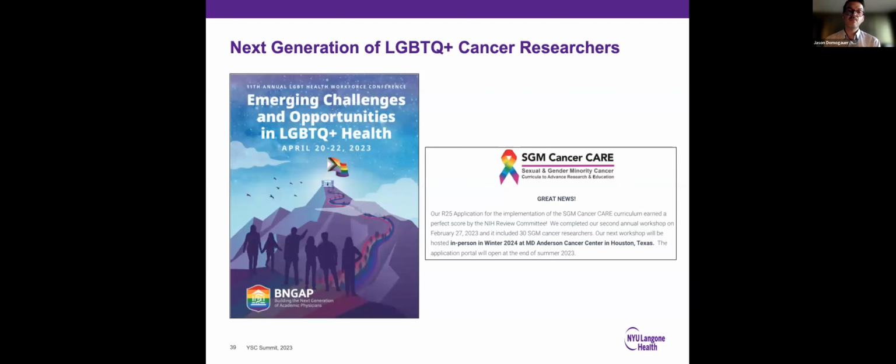And then for those who may be more interested in going a little bit deeper, there are other opportunities for both community advocacy as well as developing cancer researchers. So, two opportunities that are happening in the near future. The 11th annual LGBT Health Workforce Conference, called Emerging Challenges and Opportunities in Healthcare, will take place in New York City in April. And there's also an SGM Cancer Care workshop, which is a curriculum to develop advanced research and education specifically within sexual and gender minorities. These are both opportunities that one can either apply for or attend in person.